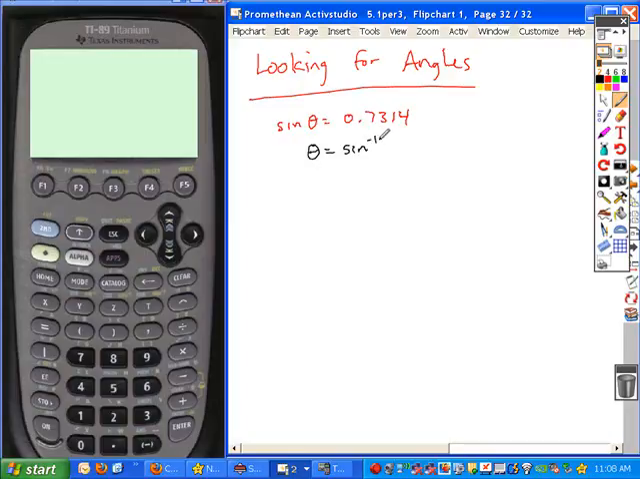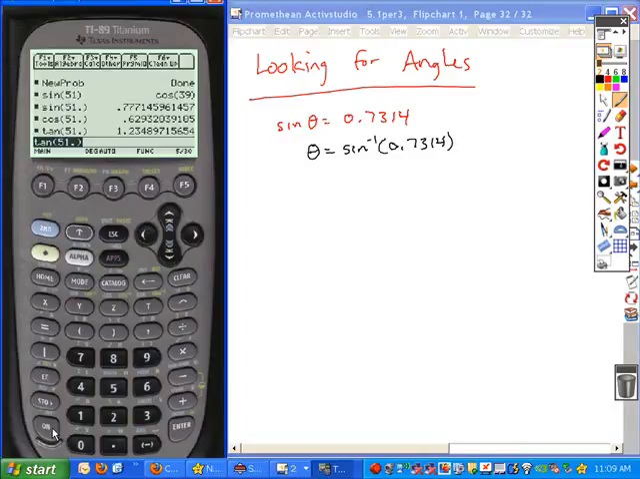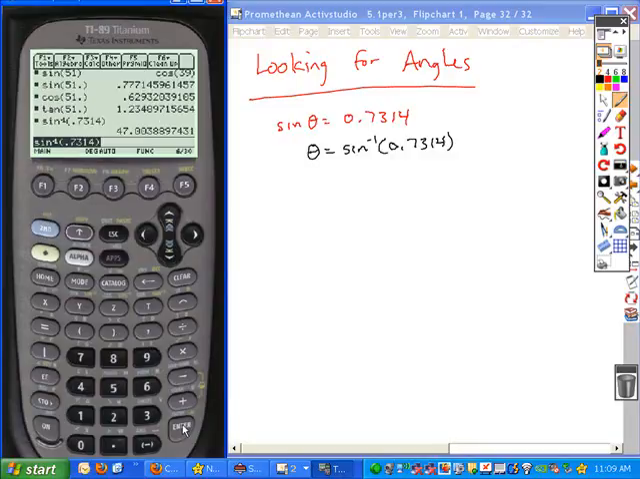The inverse looks like this, sine to the power of -1. And you just take whatever the ratio is given. If you enter this in your calculator, it will tell you what the angle is. So in this particular case, if I take green diamond y to get the inverse sine function, and then enter 0.7314, close it off, and hit enter, it's going to tell me my angle measure.